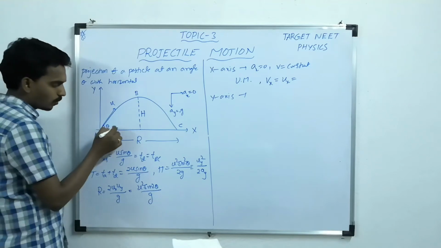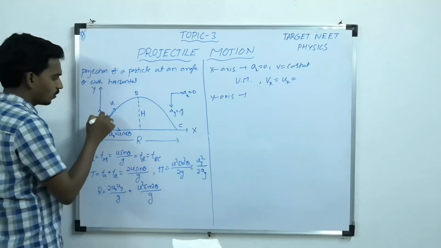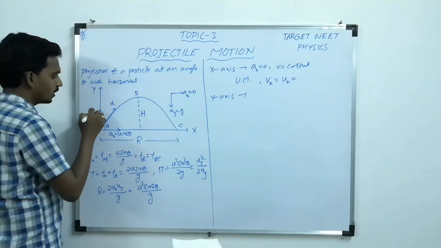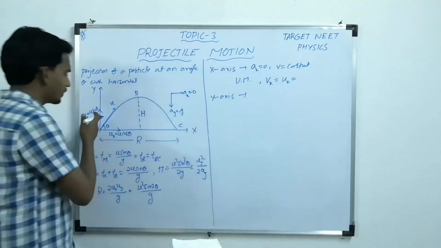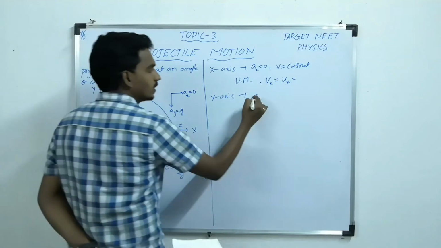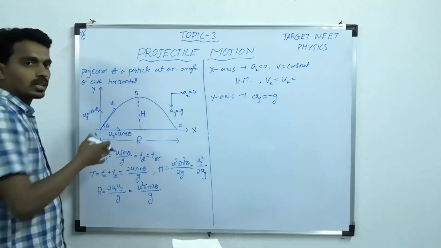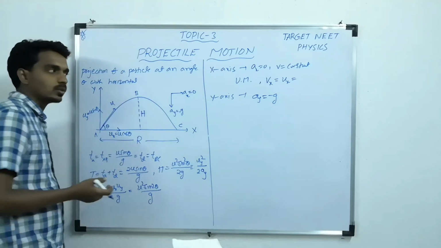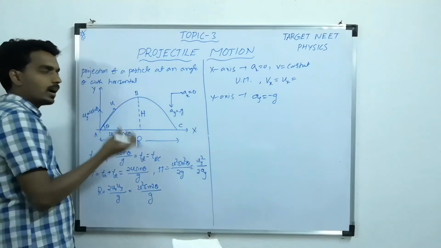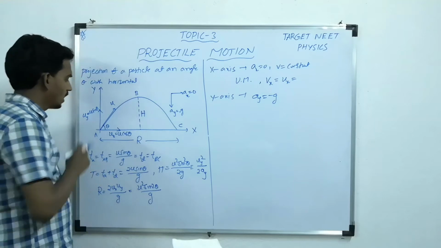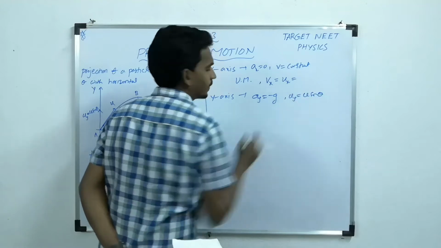So the velocity component along horizontal, Ux, is how much? U cos theta. What is the vertical component initially? U sin theta. So here along y-axis, if you consider, acceleration is minus g because the motion is along vertical. There is always one acceleration due to gravity, that is minus g. Why minus g? You are projecting up and acceleration is downward. And what is the initial y velocity? Uy is u sin theta.